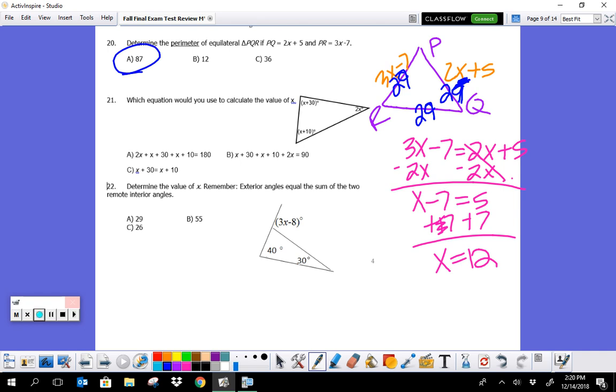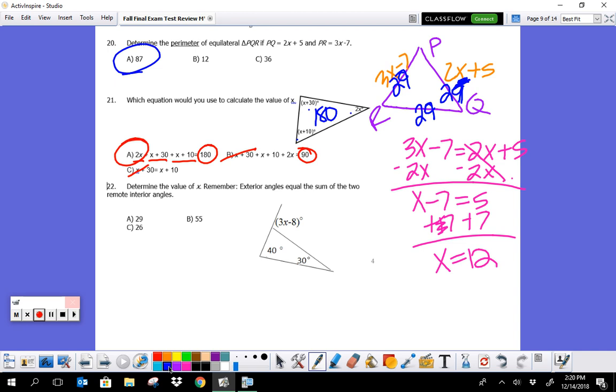Number 21, which equation would you use to calculate the value of x? Okay, so you have to know that the angles in a triangle add up to be 180. So I'm looking for the equation that says that. So you can see B, they're all adding up to 90. So that's not it. C is setting two angles equal, but on A you can see they've added the 2x plus the x plus 30 plus the x plus 10, and they've set it equal to 180. So A is our answer here.